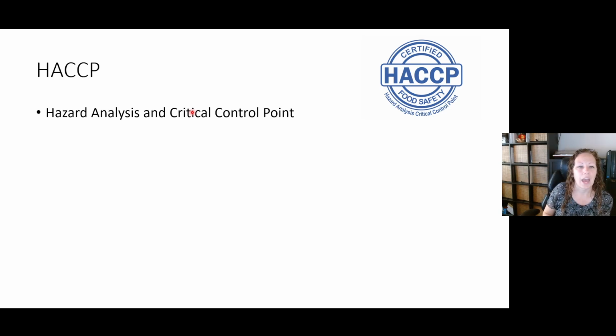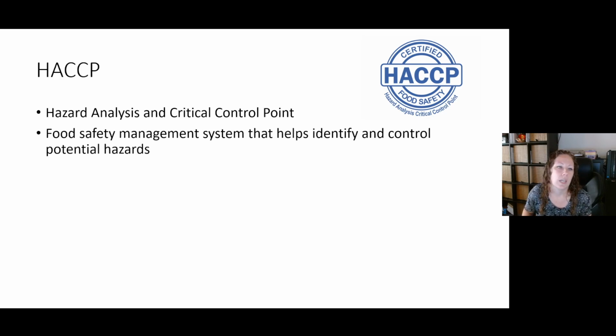Okay, HACCP. This is important. HACCP stands for Hazard Analysis and Critical Control Point. You need to know that. It is a food safety management system that helps identify and control potential hazards. Rather than acting reactively to a food safety problem, like, oh no, we got these people sick, what do we do? It is a proactive management system where you are identifying where in your process potential hazards can be introduced and controlling those points in the process.